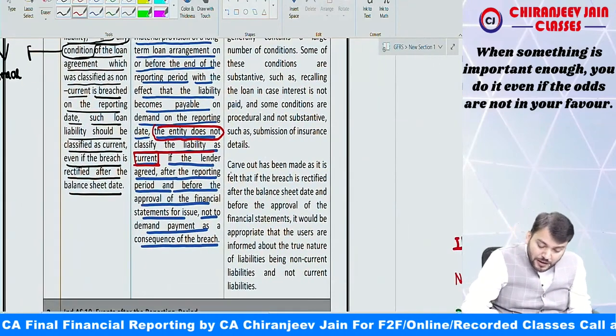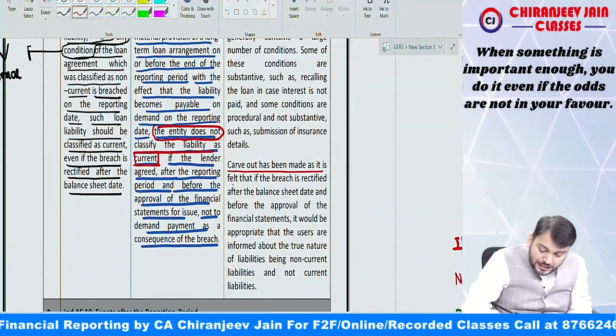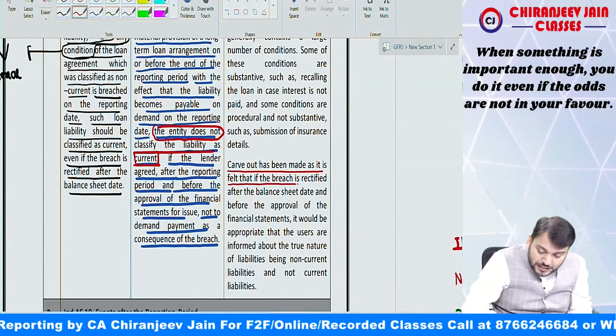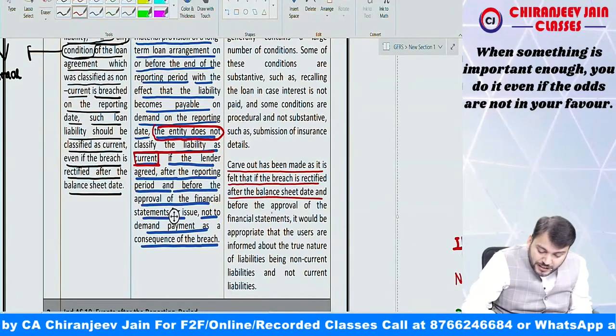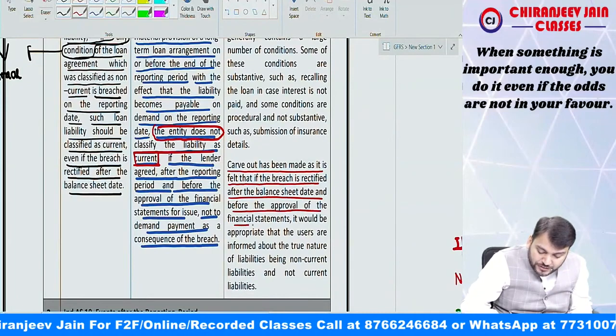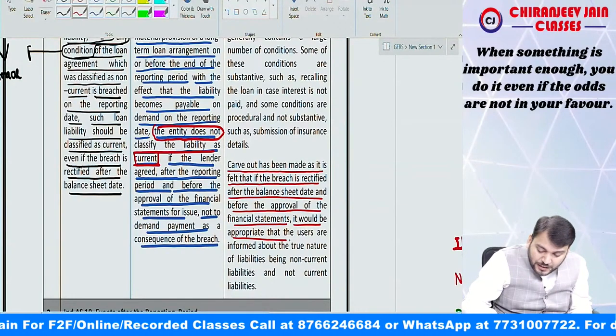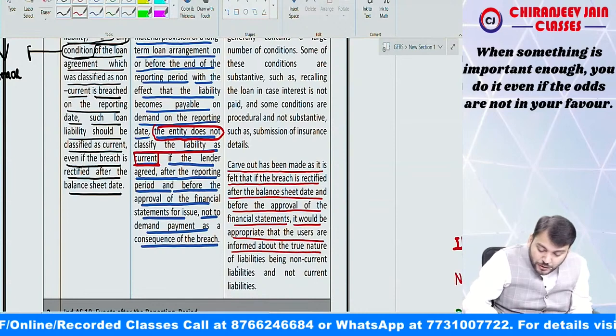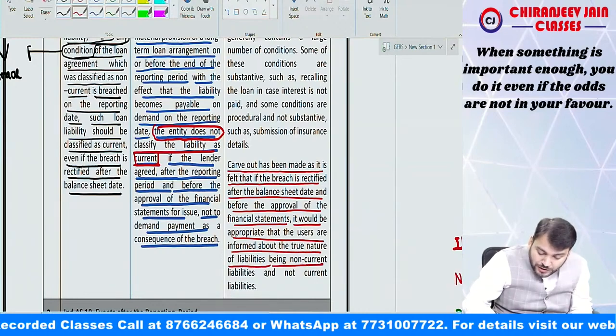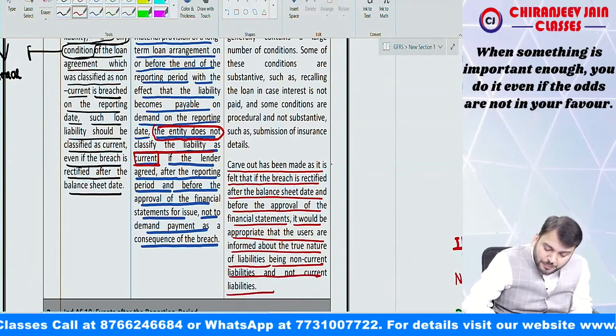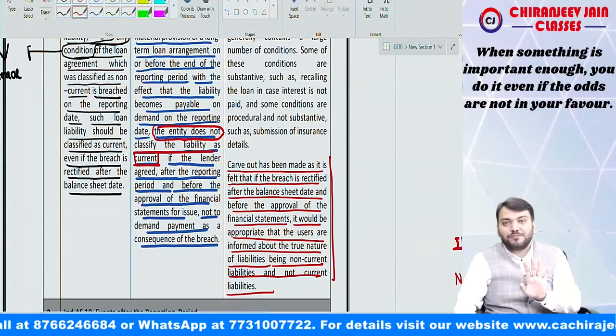So what they said, the carve out has been made as it is felt that if the breach is rectified after the balance sheet date and before the approval of the financial statements, it would be appropriate that users are informed about the true nature of the liability being a non-current liability and not a current liability. Because of that reason, the carve out was brought.